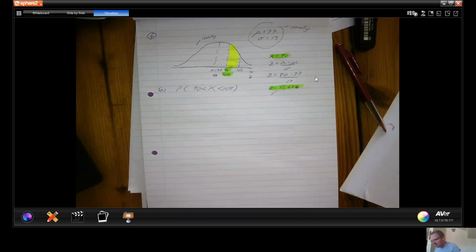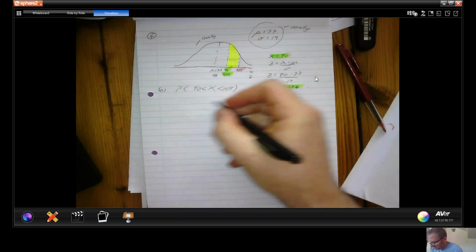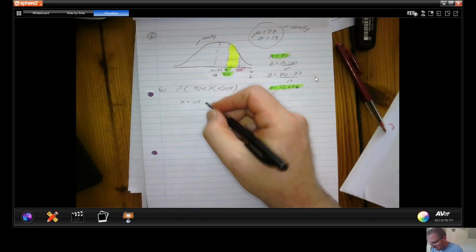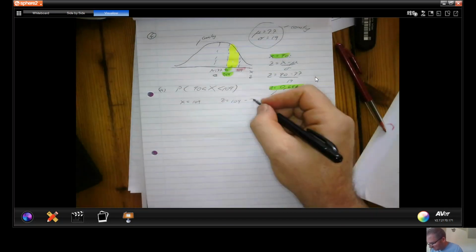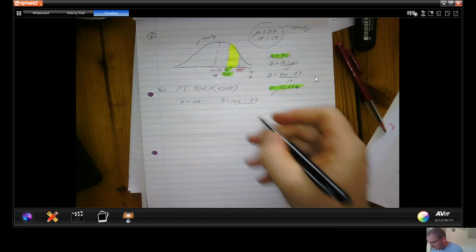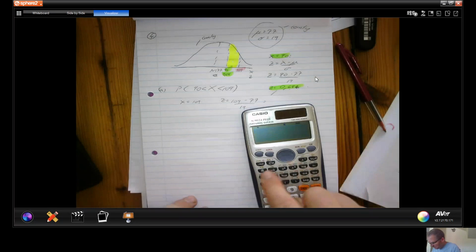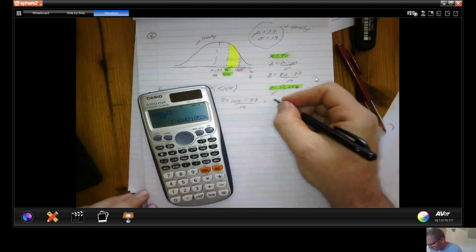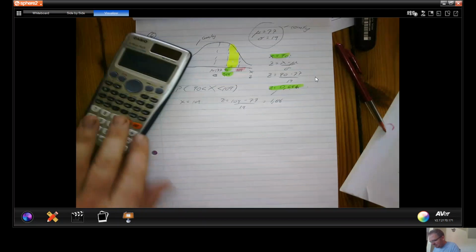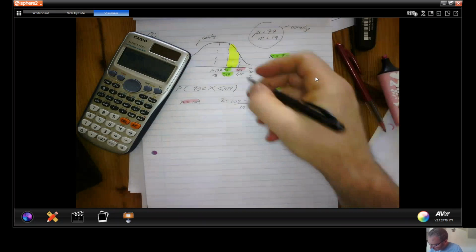Z is 0.68, so it's not even one standard deviation away from the mean. Then I've got to find a Z score that goes with 109. If X is equal to 109, Z is going to be equal to 109 minus 77, which is mu, over sigma, which is 19. I get 109 minus 77 divided by 19, and I get 1.68. So 1.68 is my Z score that goes with the X score.